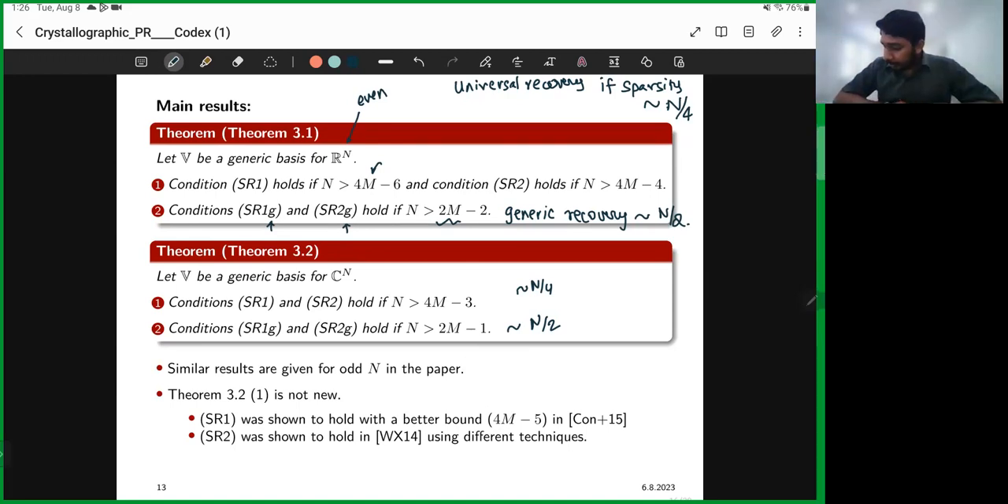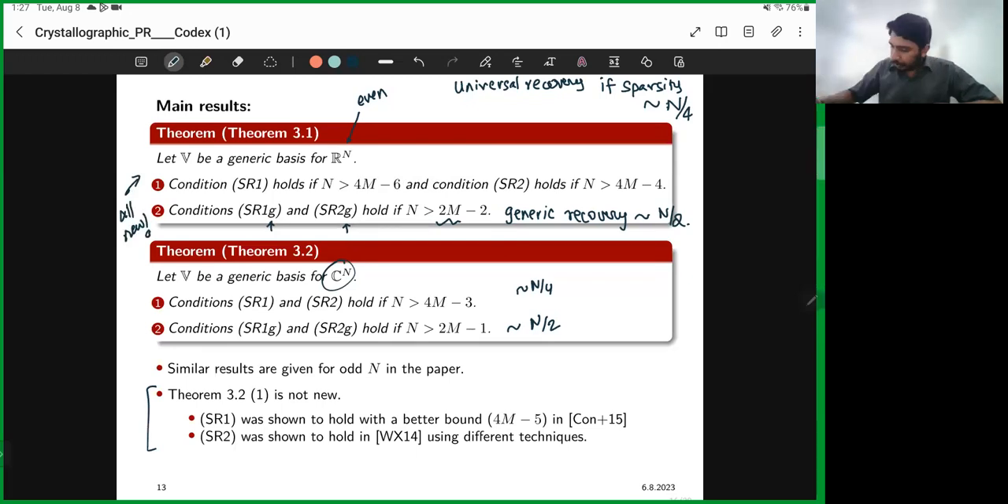Okay, a couple of things to note: theorem 3.1 is not new. SR1 was shown to hold with a better bound, 4m minus 5, in one of Dr. Ediden's previous papers. And then SR2 was shown to hold in this paper called Sparse Phase Retrieval by Zhu and Wang in 2014, but they used very different techniques. So we do provide a different proof for 3.1 here. Oh wait, sorry, I was pointing to the wrong thing. The complex case is what's not new. The real case is all brand new. So this is all new.